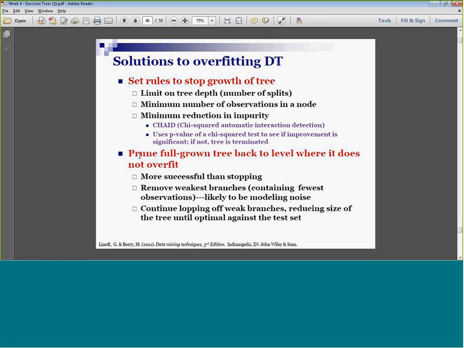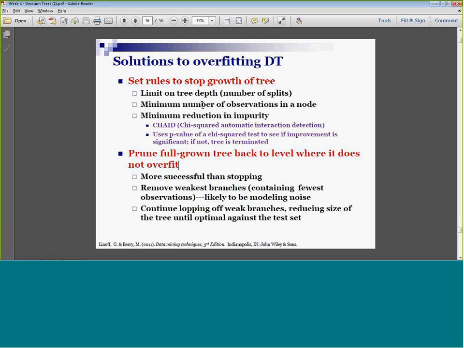If you do overdo it and build a full-grown tree, there are ways to prune it back to a level where it isn't overfit. And again, they're not talking about necessarily SAS Enterprise Miner, because it does a pretty good job of telling you where to stop. But most software packages aren't going to do that. Most software packages are going to keep going unless you give them some of these depth limits.